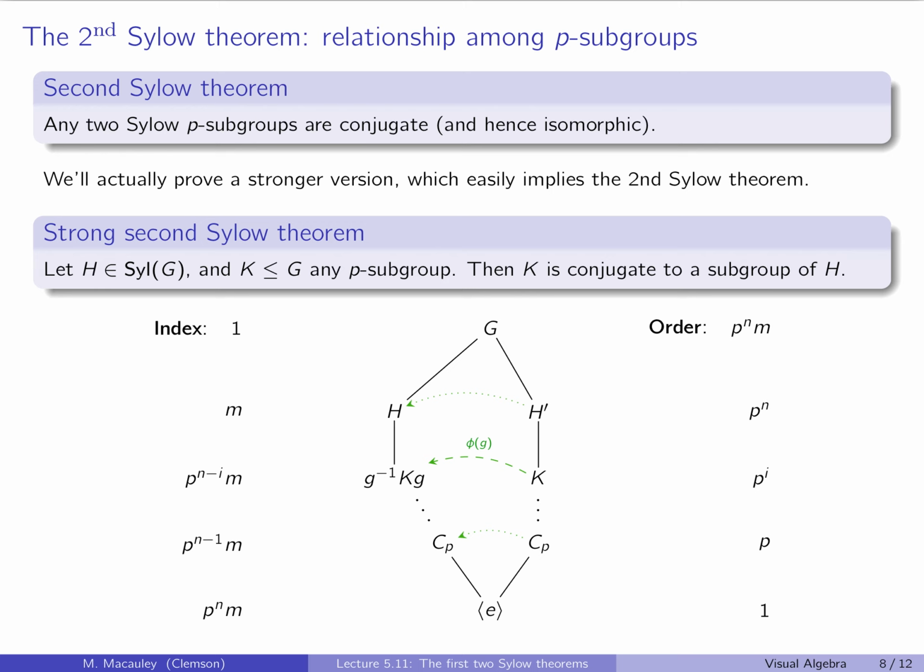Let's see a picture of this. The second Sylow theorem says if we have two Sylow p-subgroups, that is two subgroups of order p to the n, H and H prime, we can always conjugate H prime to get to H. The strong version says if we have any p-subgroup, might not be maximal, might have order p to the i, then we can conjugate that to get to something directly underneath, contained in the first one. Now notice that if we're just looking at subgroups of order p to the n, then that implies that we can conjugate this to get to exactly H. So this is indeed more general.